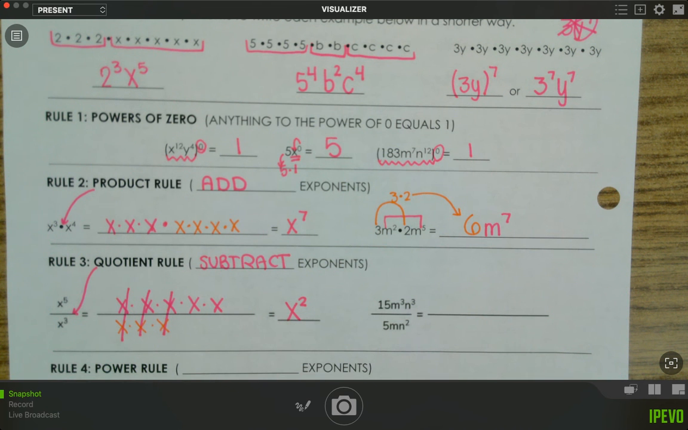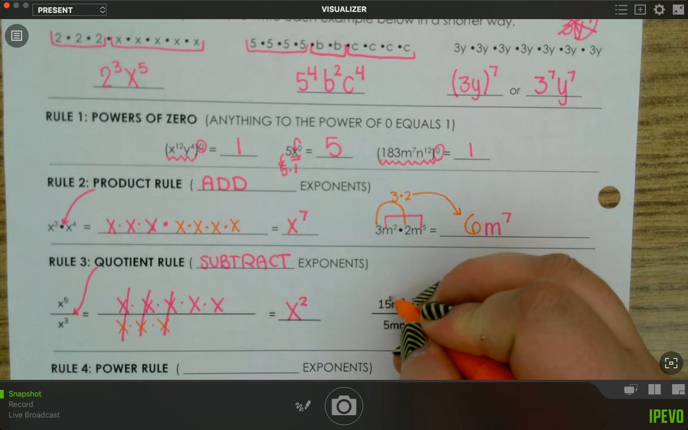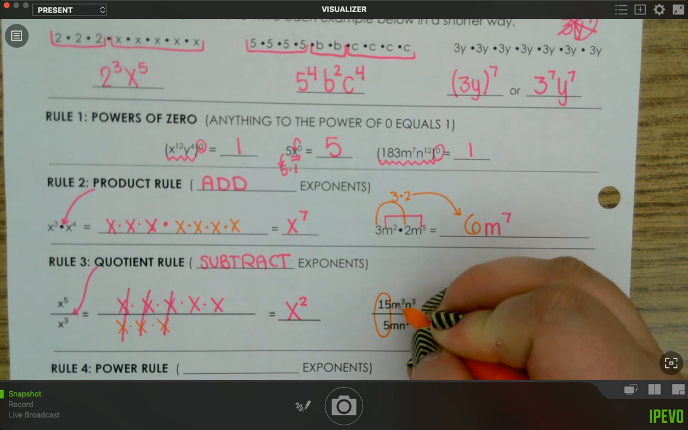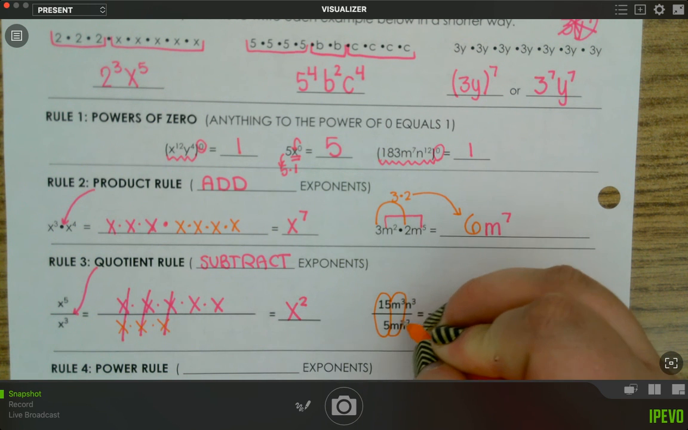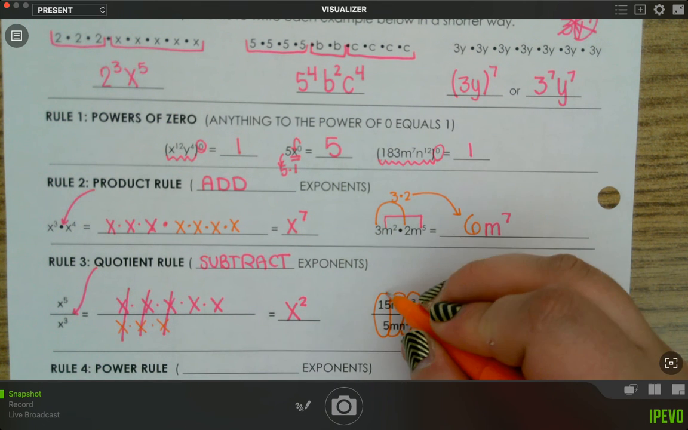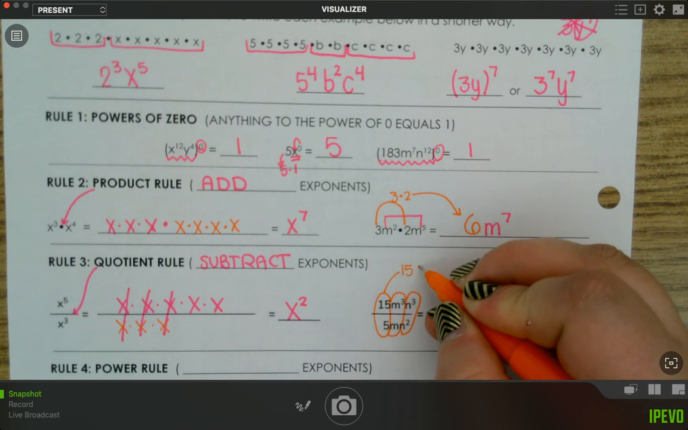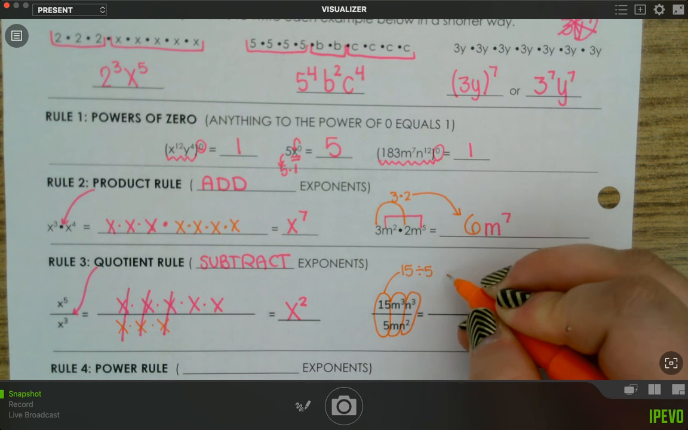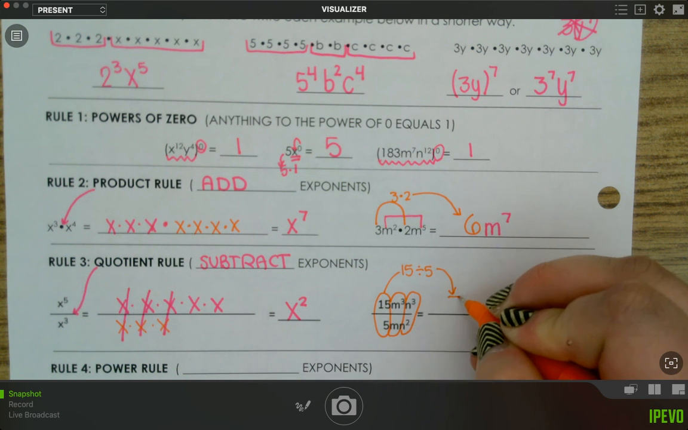And then we're going to move over here to the right side and try one using the rule. So we're not going to write it all the way out. Okay? And I'm going to do this one in 3 parts. I've got my regular numbers, my m's, and my n's. So in front, those aren't exponents. So we need to do basically 15 divided by 5, which is 3.